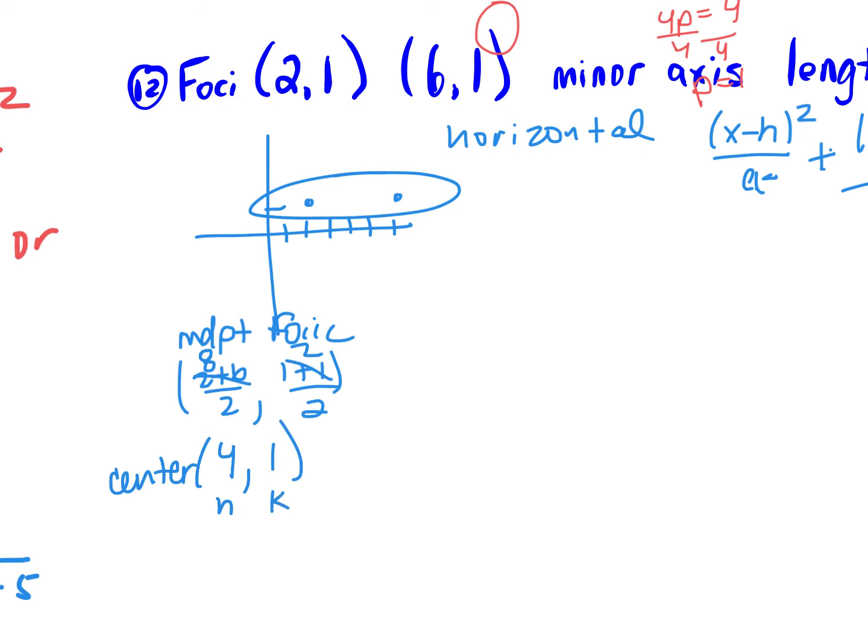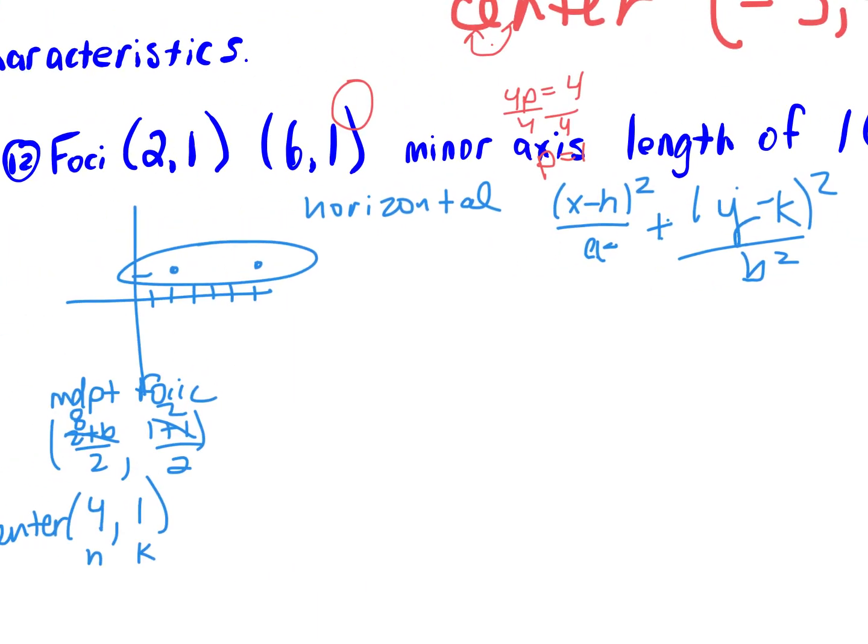Now I'm looking, and they give me that the minor axis length is 16. So remember, 2A is our major axis length.